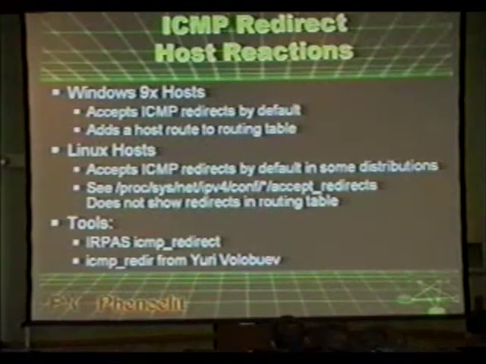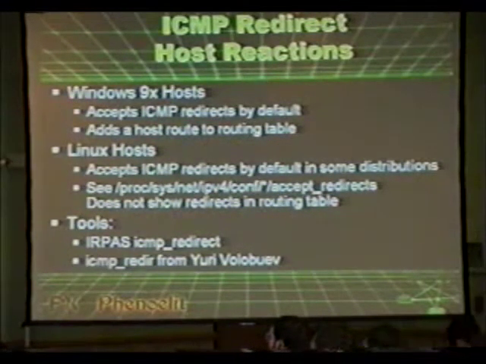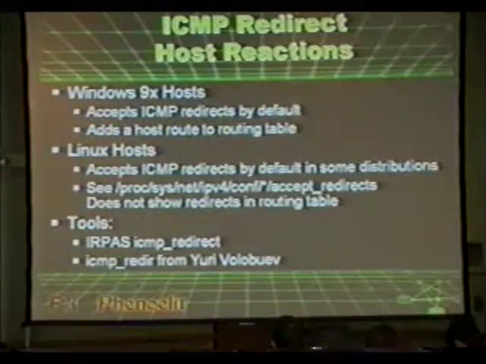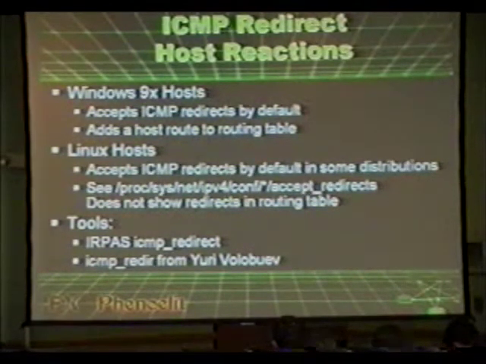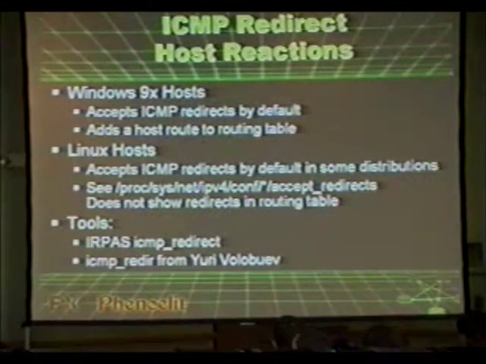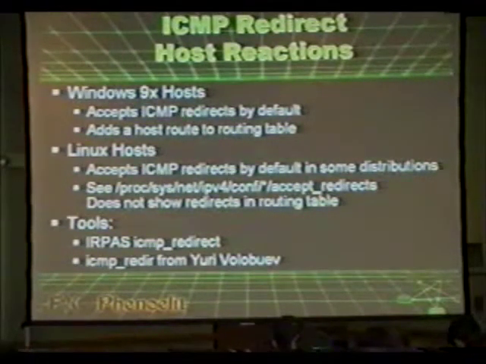So, host reactions. Windows just loves ICMP redirects. And it just adds the thing to the host as a host route to his routing table. So, if you look at your routing table and you have about 500 host routes on your routing table, you should look out for ICMP. Linux host, it depends. You can set this here in this proc file system. But most distributions now accept these things. And it's a little bit evil because you don't see them in the routing table. You really have to go into the proc file system and find out.